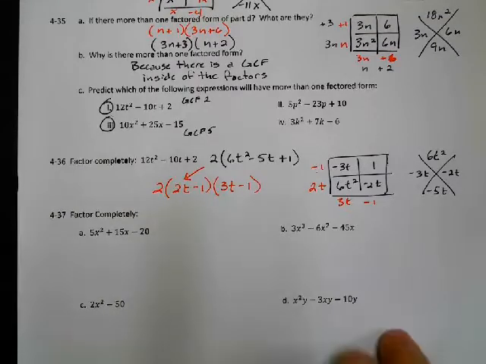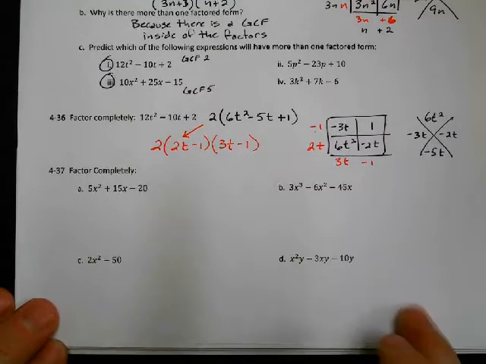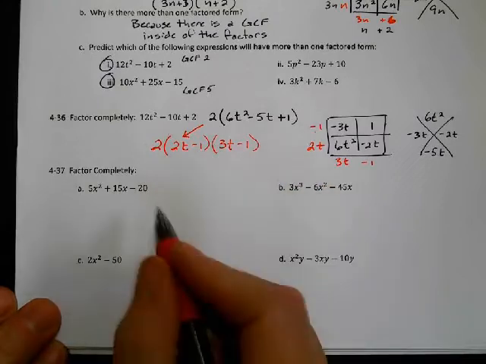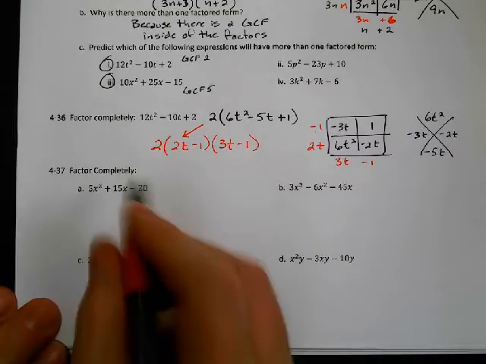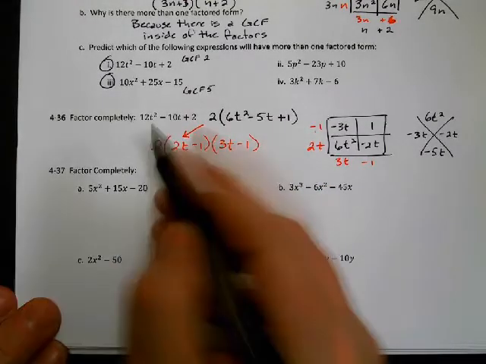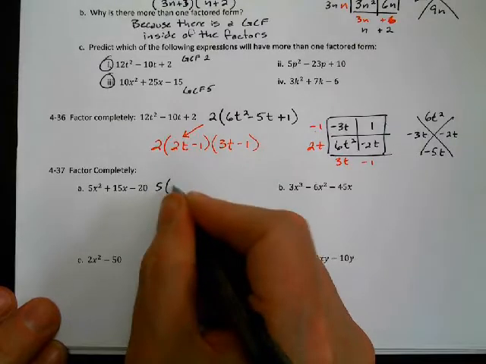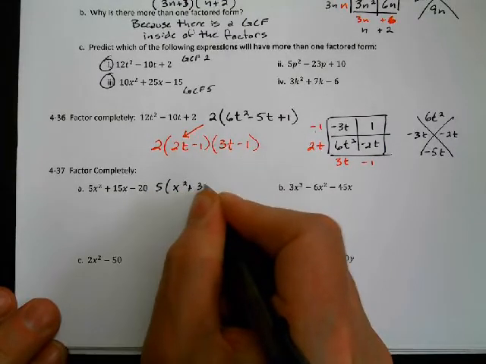All right, let's see if we can do these real fast because I need to get home. So let's factor out a 5 for this one. So that's my first step. I'm going to factor out 5, and I'm left with x squared plus 3x minus 4. Oh, it's nice. They give us a good one.